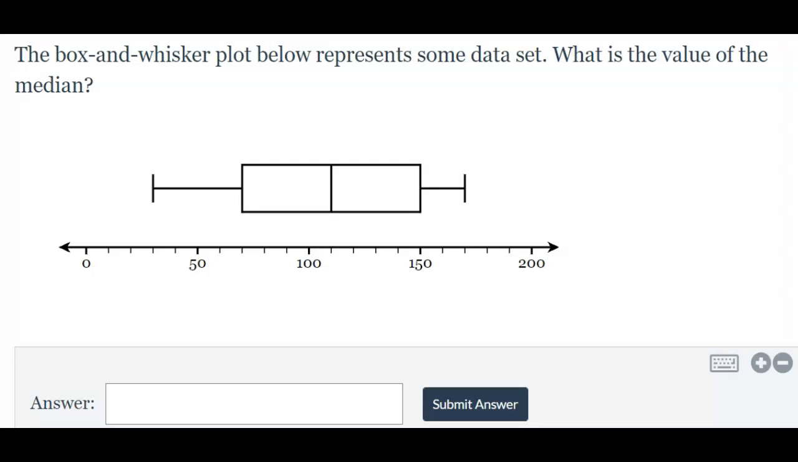Hello mathematicians, I hope by the end of this video and with a little bit of practice you can say I can use data from a random sample to draw inferences about a population with an unknown characteristic of interest. So we're going to be mainly working on interpreting box plots right here, okay?